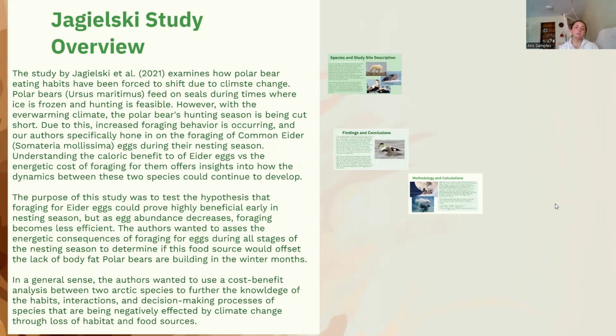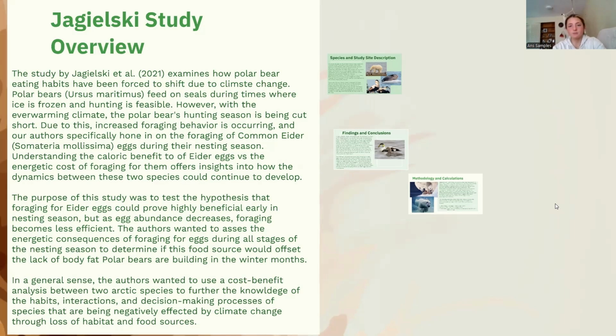The purpose of the study was they wanted to see how this foraging behavior exists and what the dynamics are between the two species. They're both Arctic species. In a focused sense, the purpose of the study was to test the hypothesis that foraging for eider eggs could prove highly beneficial in early nesting season, but benefits decrease sharply as eider eggs are being eaten up by polar bears. In a huge general sense, the authors wanted to use a cost-benefit analysis between the two Arctic species to further the knowledge of habitats, interactions, and the decision-making process of these individuals. Because not only does it affect the polar bears, it affects maybe the decision-making process of where am I building my nest as an eider, right?